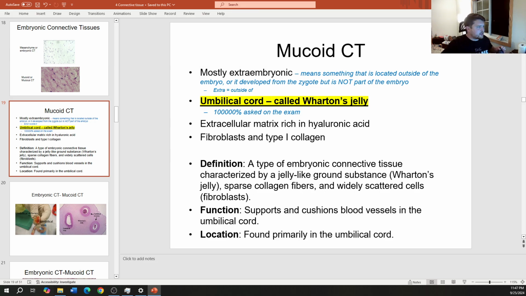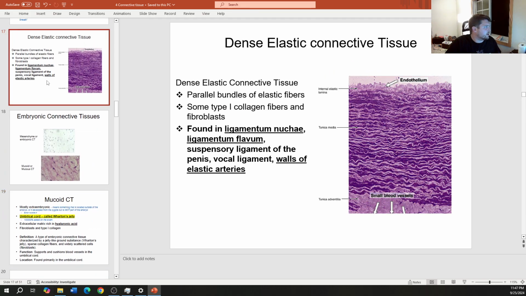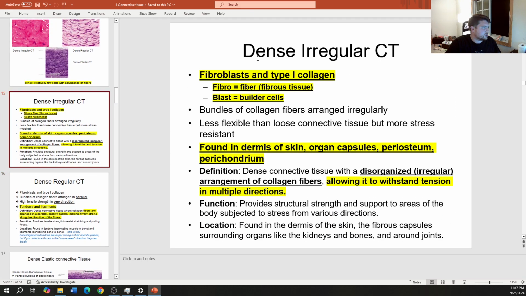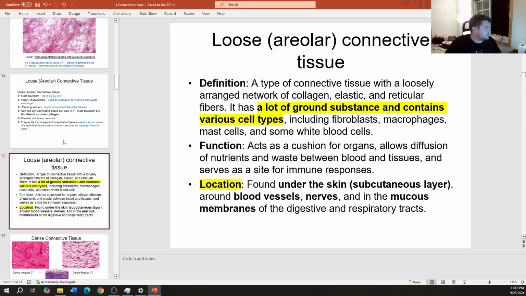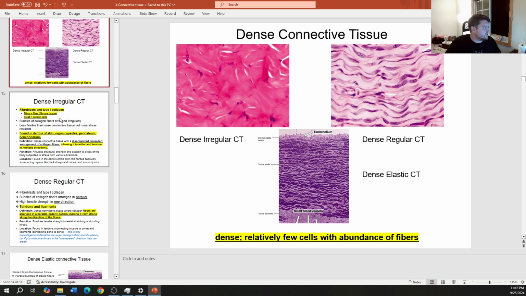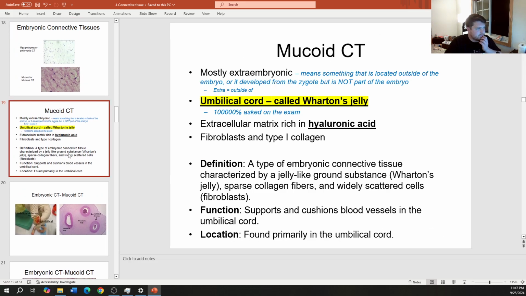Another couple of key points. The extracellular matrix is rich in hyaluronic acid. That's another one of those little tidbits. Sometimes it gets asked, sometimes it doesn't. It's whatever. As well as fibroblasts and type 1 collagen. If you see a pattern here, pretty much all of these have type 1 collagen and fibroblasts. So all of these tissues have fibroblasts and type 1 collagen inside of them.